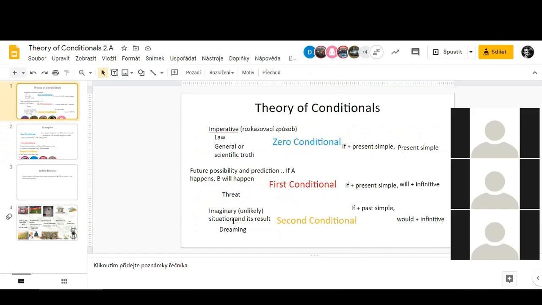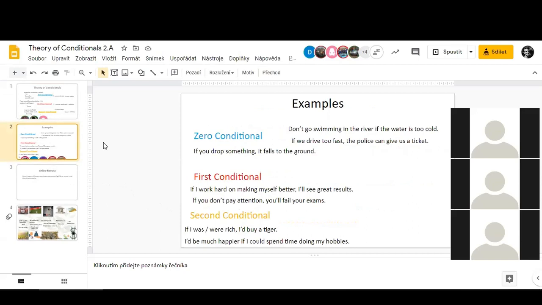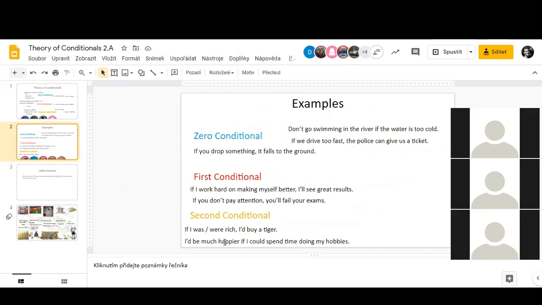Dreaming, like imaginary. Exactly, right? I'm not rich. But let's say I want to be rich, so I'm dreaming, right? Well, yeah. Good job, Aj2r. Good job. Then, David, I would be much happier if I could spend time doing my hobbies. So, David, what would you say?